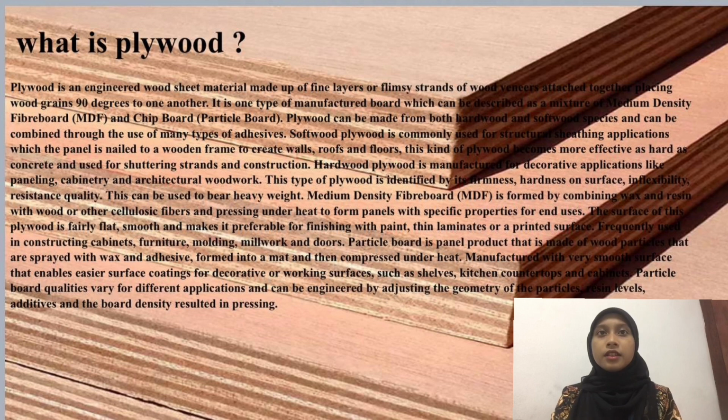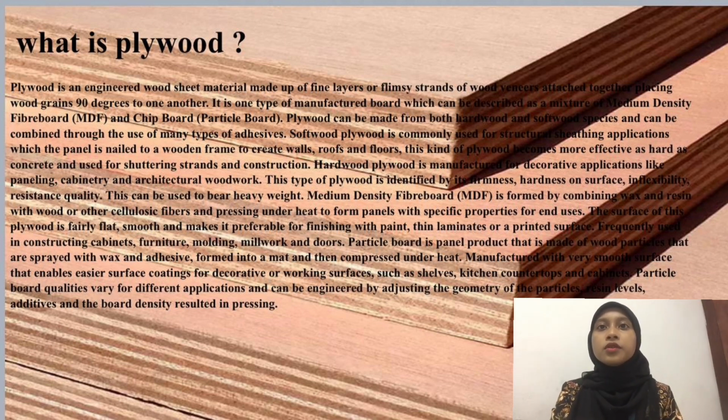Plywood is an engineered wood sheet material made up of one layer and flexible strand of wood veneer attached together at 90 degrees to one another. It is one type of manufactured board which can be described as a mixture of medium density fiberboard, MDF, and chipboard particle board. Plywood can be made from both hardwood and softwood species and can be combined through the use of many types of adhesives.